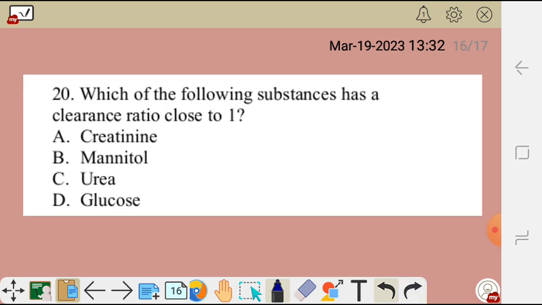Question 20. Which of the following substances has a clearance ratio of close to 1? A, creatinine, B, mannitol, C, urea, D, glucose. So the one which has the clearance ratio which is close to 1 is mannitol. Mannitol has the clearance ratio of close to 1.